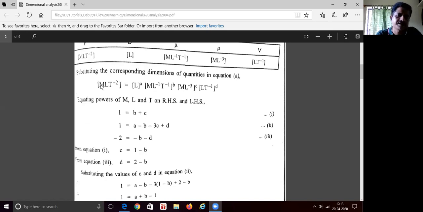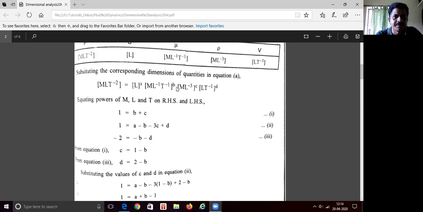Mass has the power M raised to 1. That is not written here. Left hand side, mass has power equal to 1. Right hand side, you check. In the second part, M L minus 1 T minus 1 raised to B. Here, M raised to B, B is the power of M.